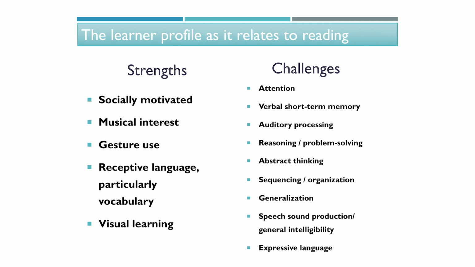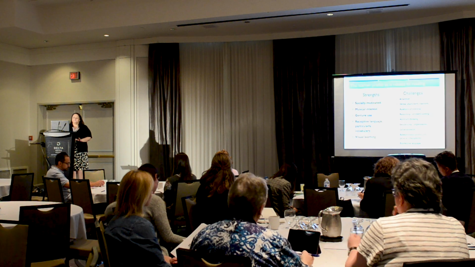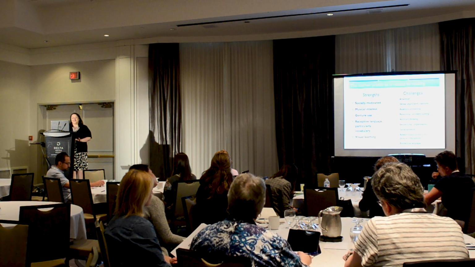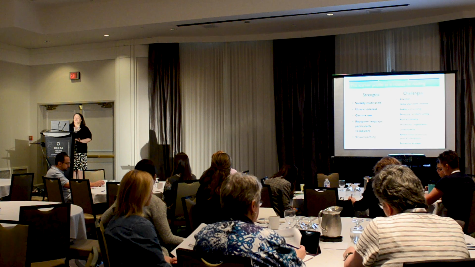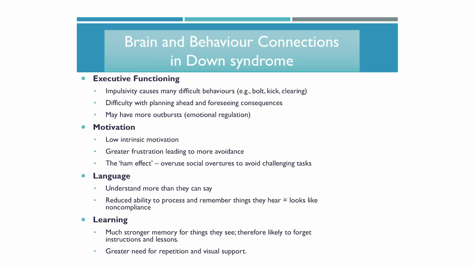Today, as we look at early reading, we'll focus on the examples in bold type. We will start by looking at how some of these challenges can affect behavior and how they can be avoided by planning learning tasks with strengths and challenges in mind. So there are some of those ones that Susan talked about: the social motivation, musical interest, gesture use, receptive language, and visual learning. That's a big one that comes into play in our reading program, their relative strength in visual learning. And then some of those challenges that you heard about already: attention, verbal short-term memory, auditory processing, problem solving, abstract thinking, sequencing, and generalization, and expressive language and speech production.